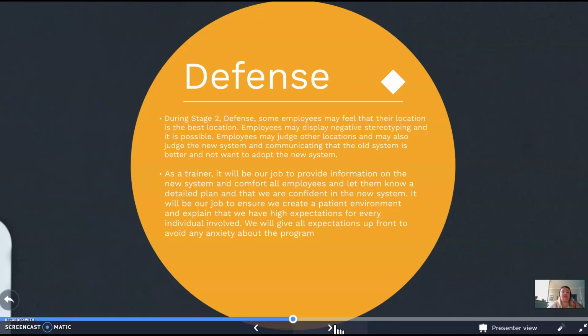As a trainer, it will be our job to provide information on the new system and comfort all employees, let them know a detailed plan, and that we are confident in the new system. It will also be our job to create a patient environment and explain that we do have high expectations and faith for every individual involved. We will make sure to give all expectations up front to eliminate any anxiety about the training program and any anxiety about working together.